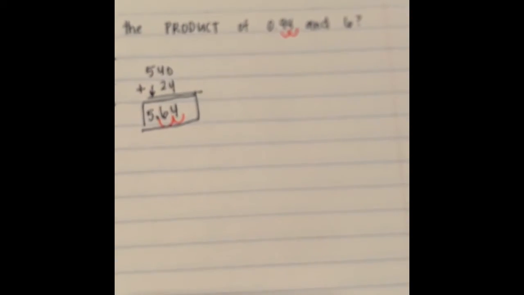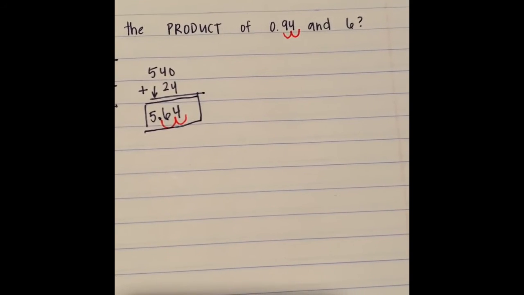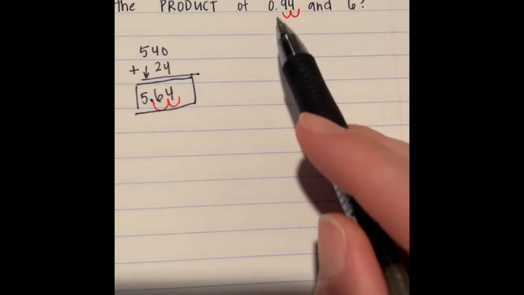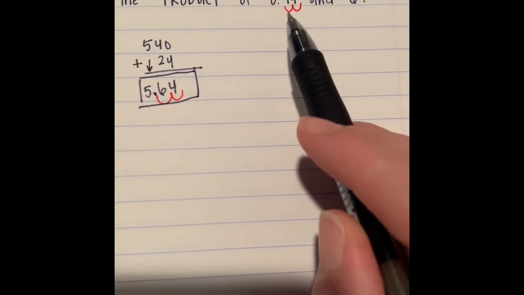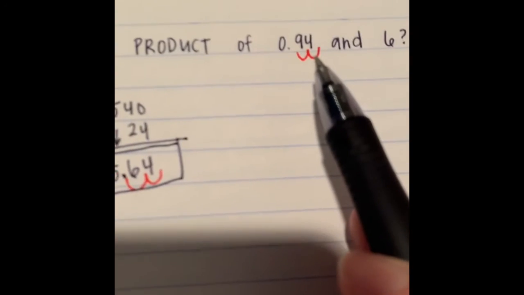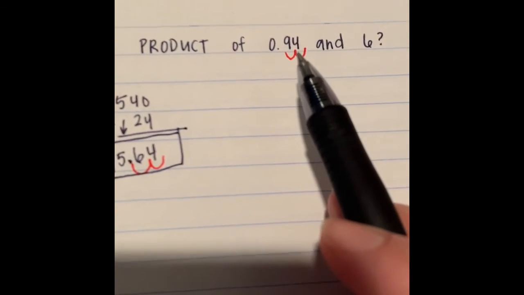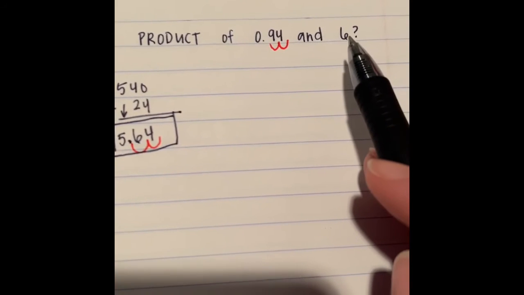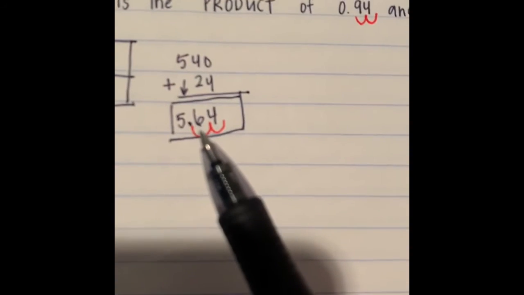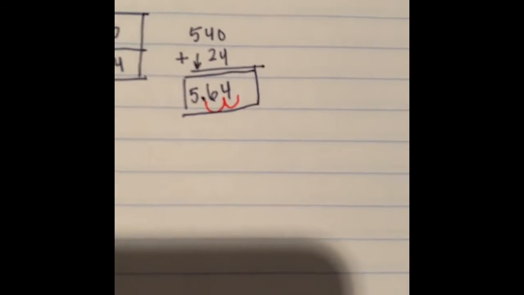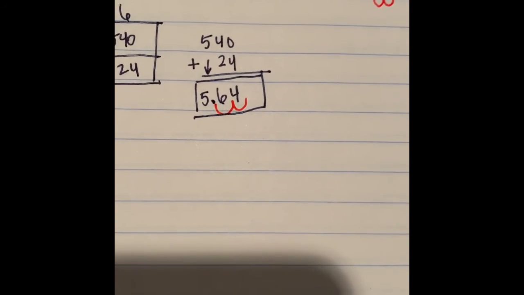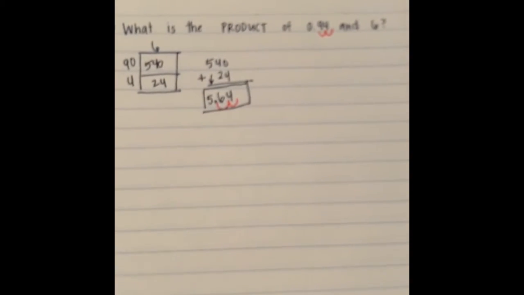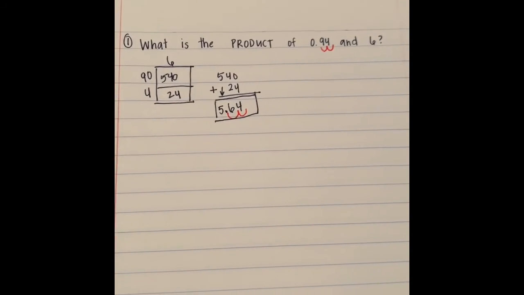If you go back to the problem, it's asking you to solve for the product of 94 hundredths and 6. We know that 94 hundredths is less than one whole. If you were to think of this as 94 cents, that would be less than $1, right? So if you have less than $1 and you multiply that times 6, you should have less than $6 as your answer. And that makes sense when we look at our final product of 5 and 64 hundredths. So that is how we would solve that example.